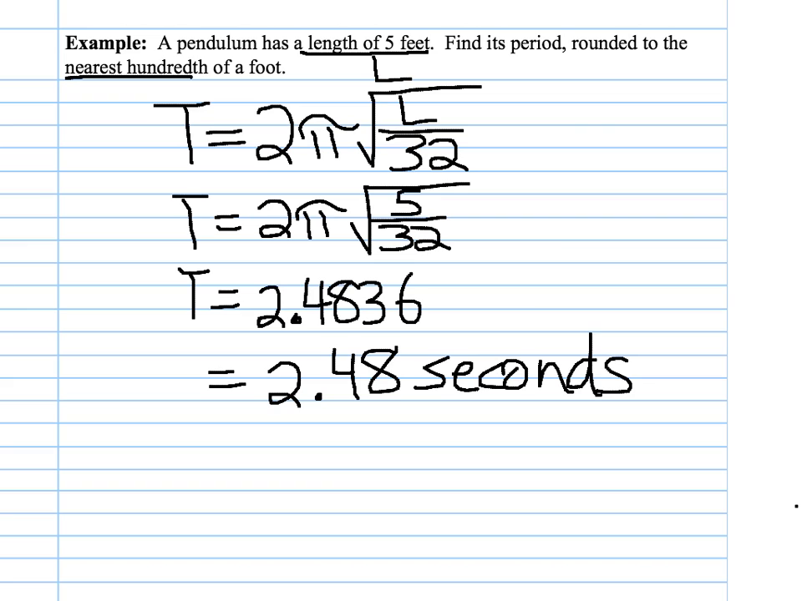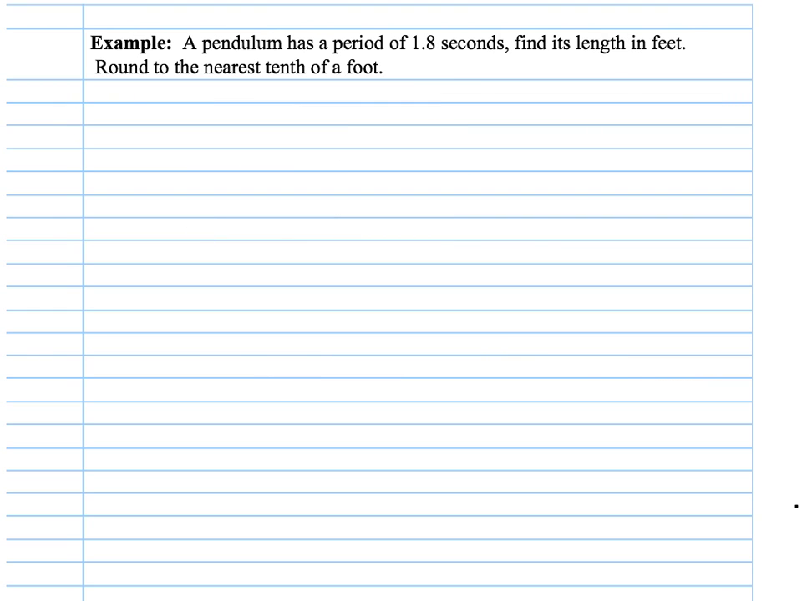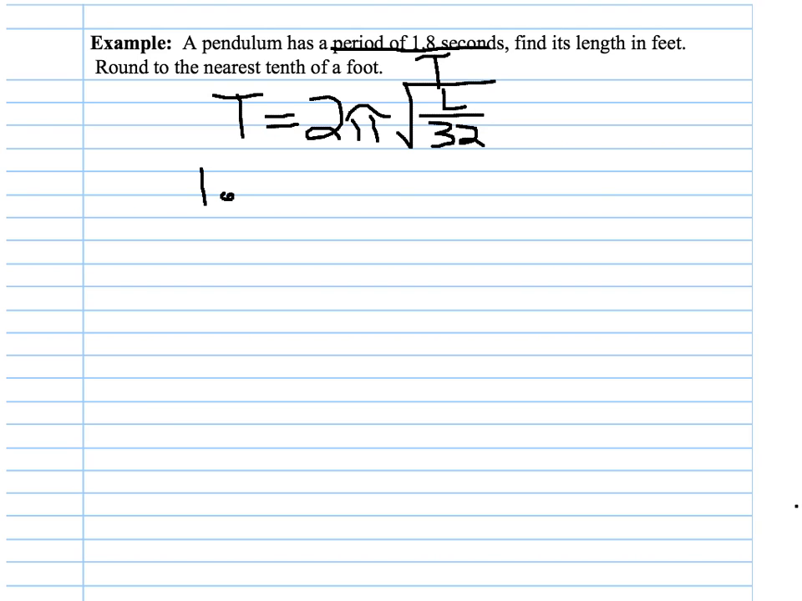Let's look at another example. It says a pendulum has a period, remember, period is T, of 1.8 seconds. Find its length in feet, rounded to the nearest tenth of a foot. Okay, I'm going to write down my formula, and then I'm going to try to work this out. T equals 2 pi times the square root of L over 32. This time, since I've been given a period, I've got to put 1.8 in for T.